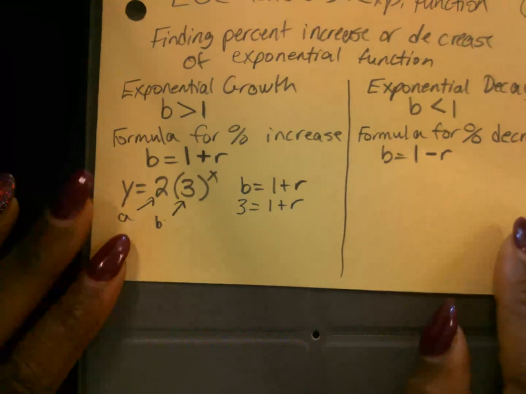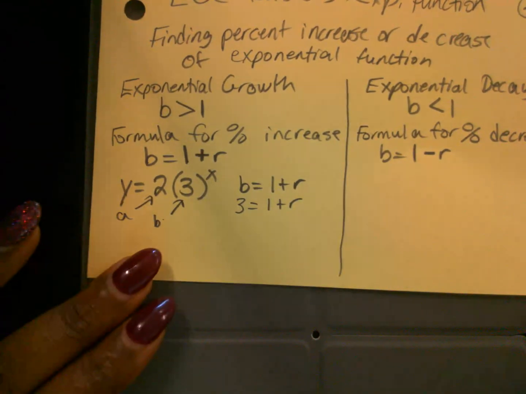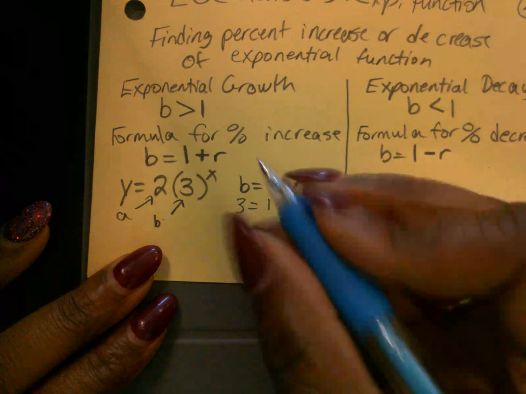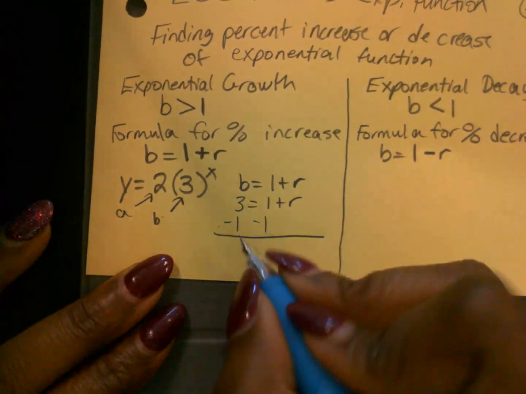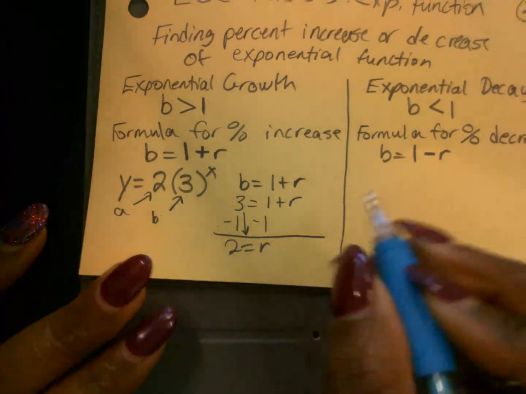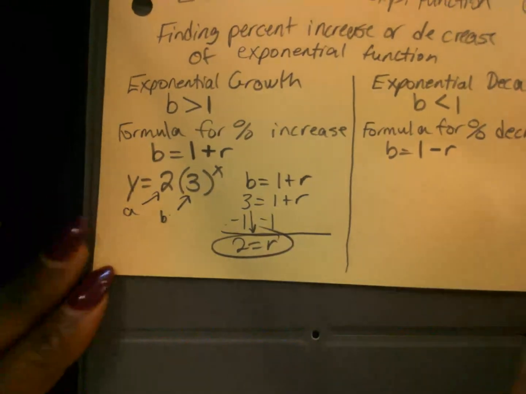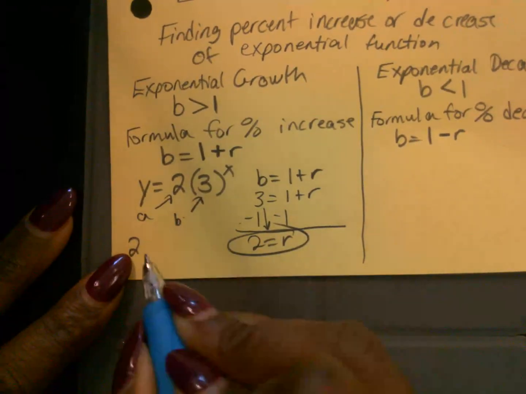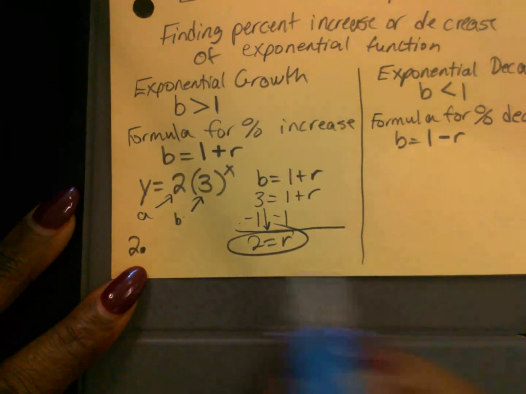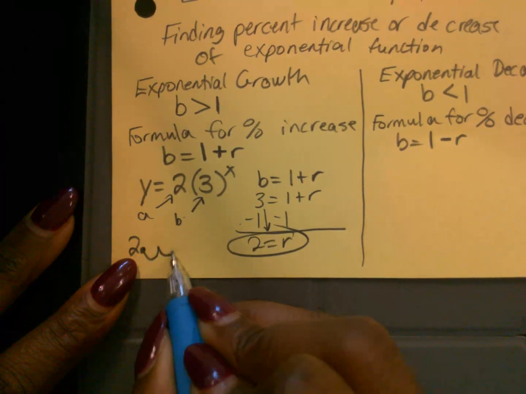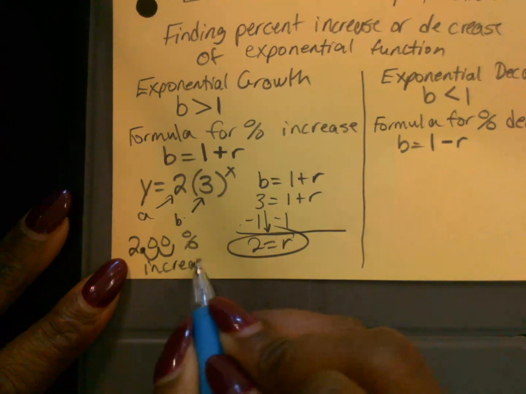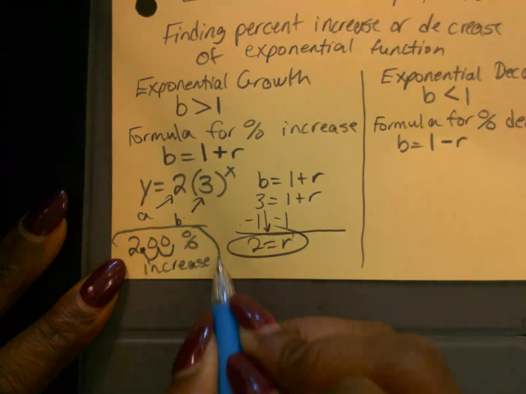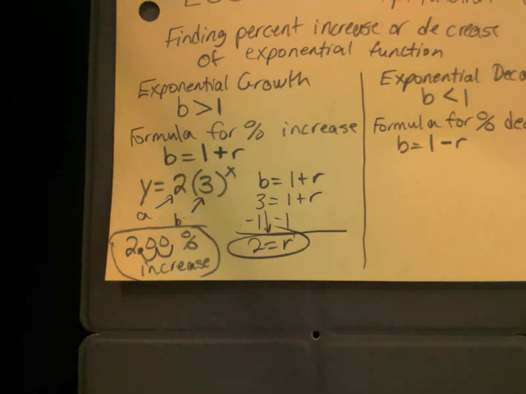All right, so now how do you solve for r? How do you get r by itself? Subtract 1 on both sides. What's 3 minus 1? So r is equal to 2. How do you write 2 as a percent? I locate the decimal. How many times do I move the decimal? 2 times. 1, 2. So this is a 200% increase. Any questions?